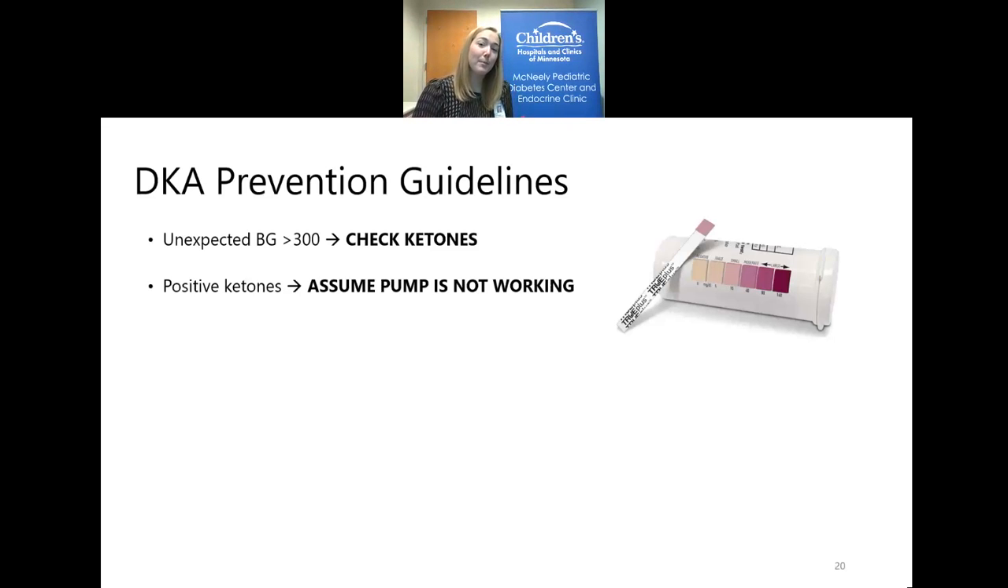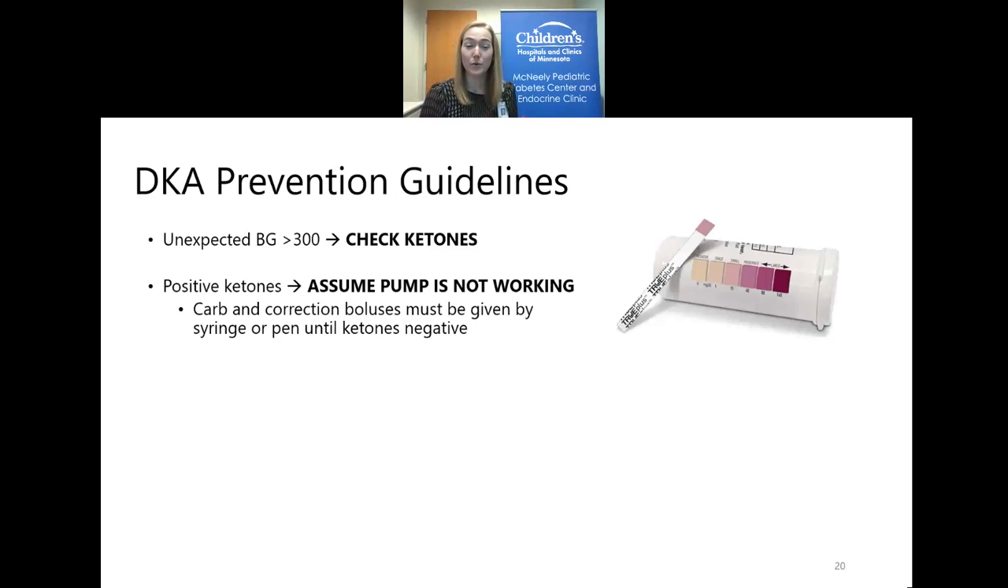If our ketones come back positive, so if they come back small, moderate, or large, we always assume the pump is not working. Why? Well, our body's not getting insulin because ketones are developing. If we don't have insulin, we can't use glucose for energy, and the body breaks down fat. So we always assume the pump is not working if we have positive ketones. If we have positive ketones, these are our main action points. First, we are going to give a correction dose with a pen or syringe. And we're going to keep using a pen or syringe until those ketones come back negative, because we want to make sure that insulin actually got under our skin and into the fatty tissue. So pen or syringe until ketones come back negative again.